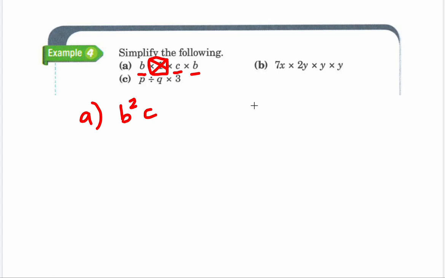Okay, let's look at part B. Okay, I have numbers, 7 times 2, so I can change that into 14, right? Because I want to simplify.